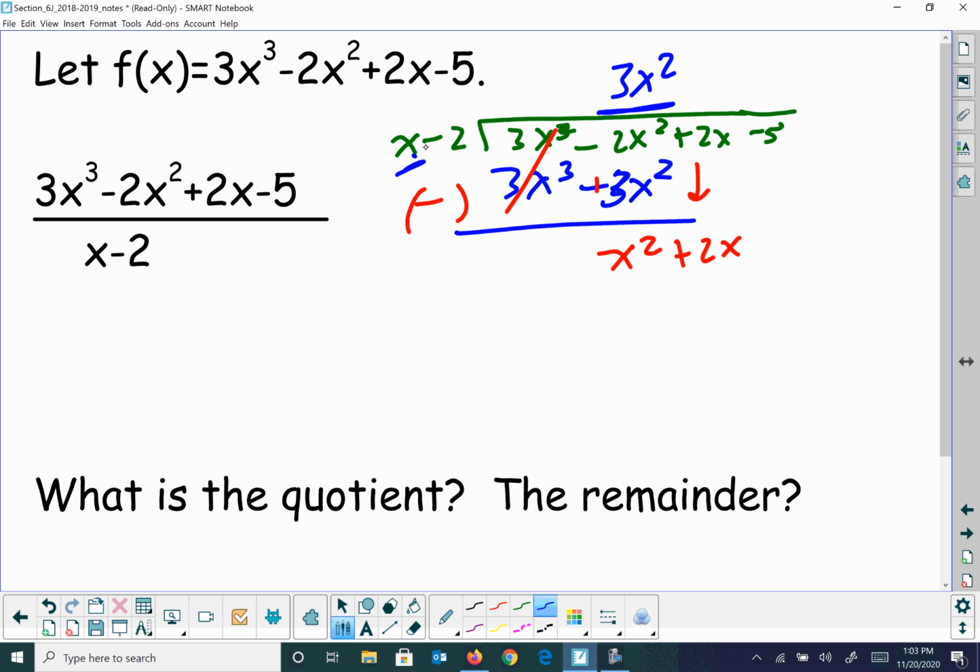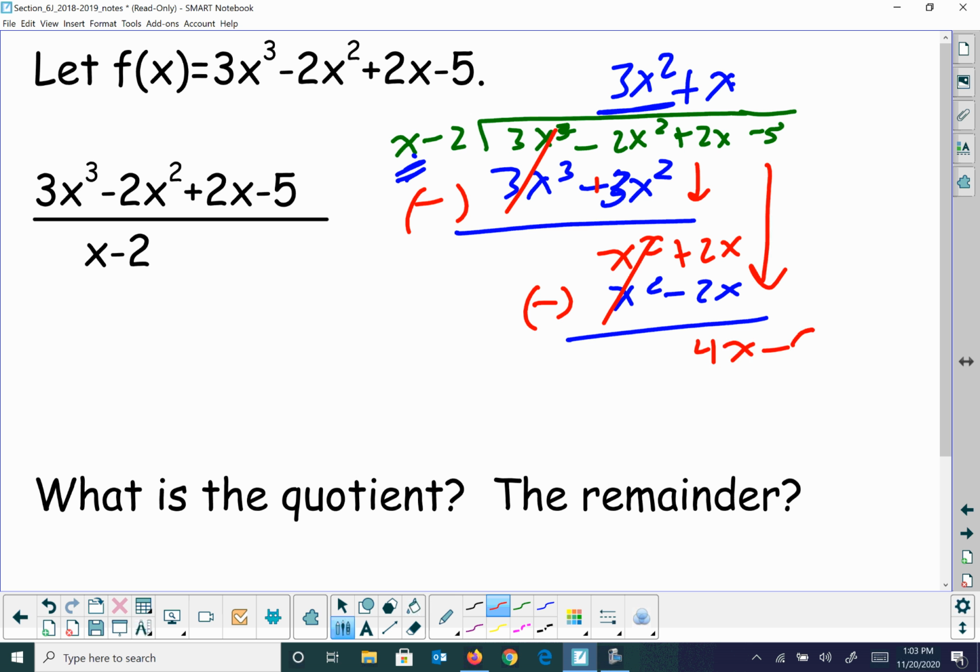Okay, what times x gives me x squared? It would be positive x. X times x is x squared. X times negative 2 is negative 2x. Go ahead and subtract. So those cancel. That gives me a 4x. Make sure to bring down the negative 5.